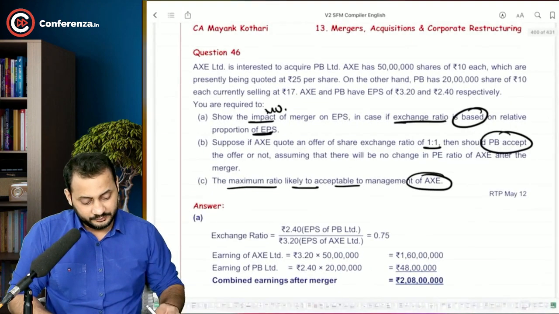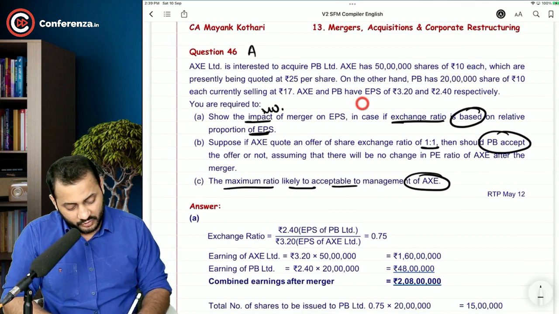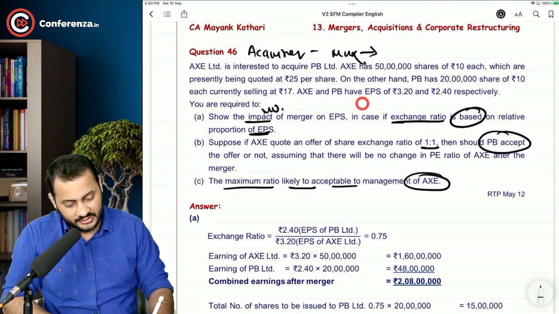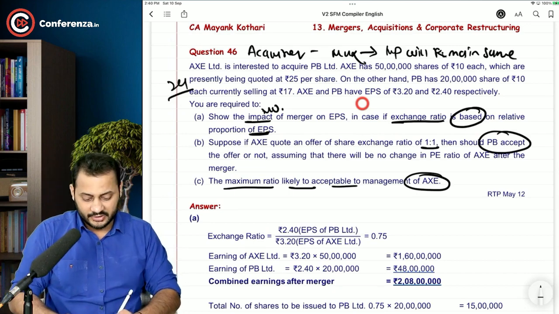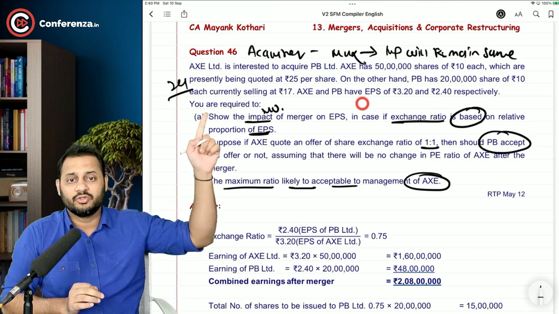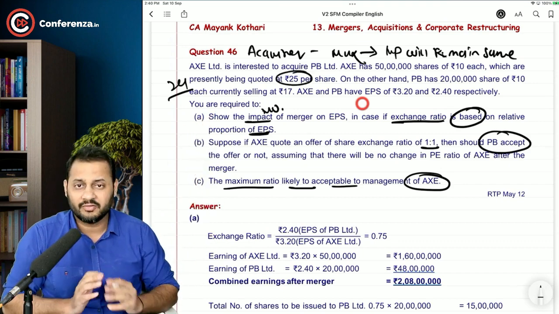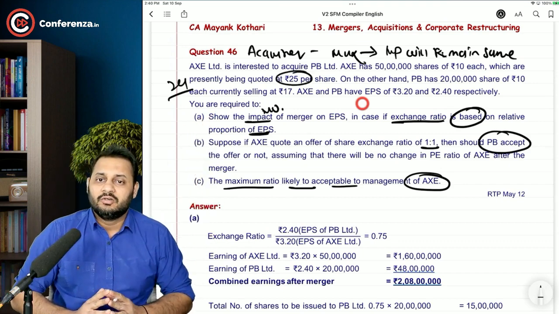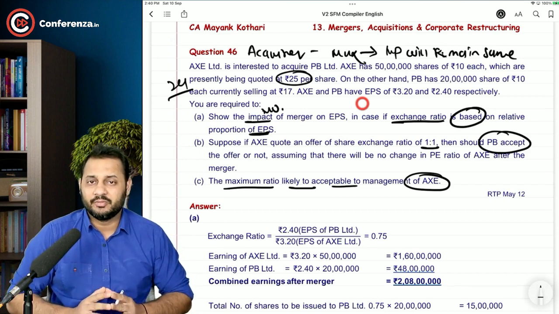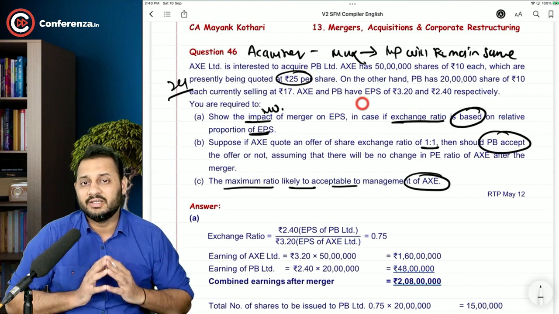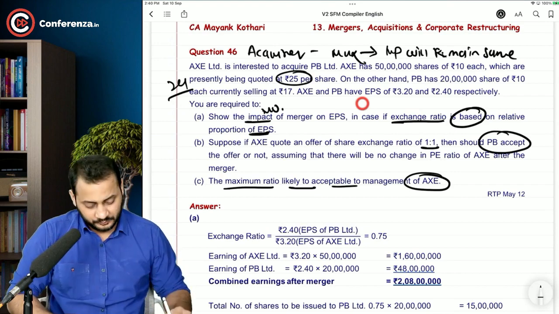Whenever, for the acquirer, remember, the maximum is where the market price will remain the same. In the first question also we kept the market price of 24 as it is. In this question also we are keeping the market price of 25 as it is. For the acquirer, the market price of the share after the merger will remain the same. That's it. Okay, sir.